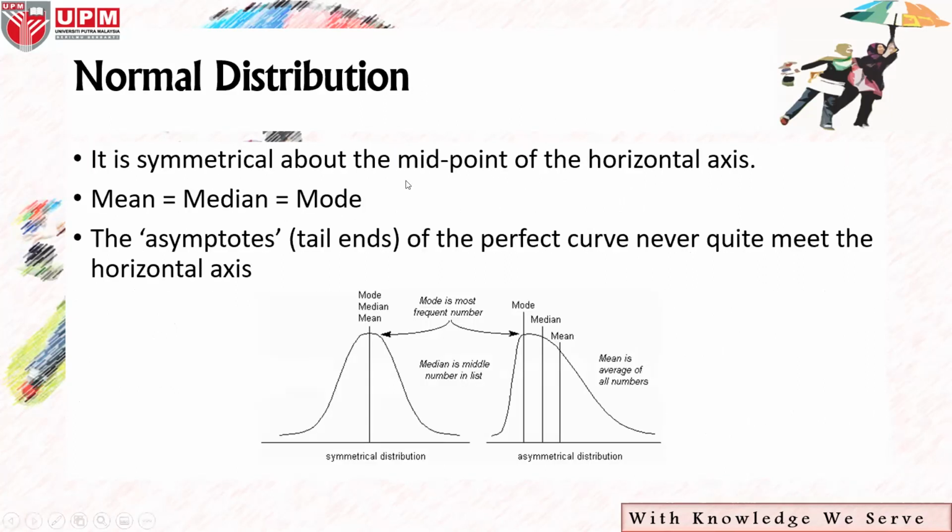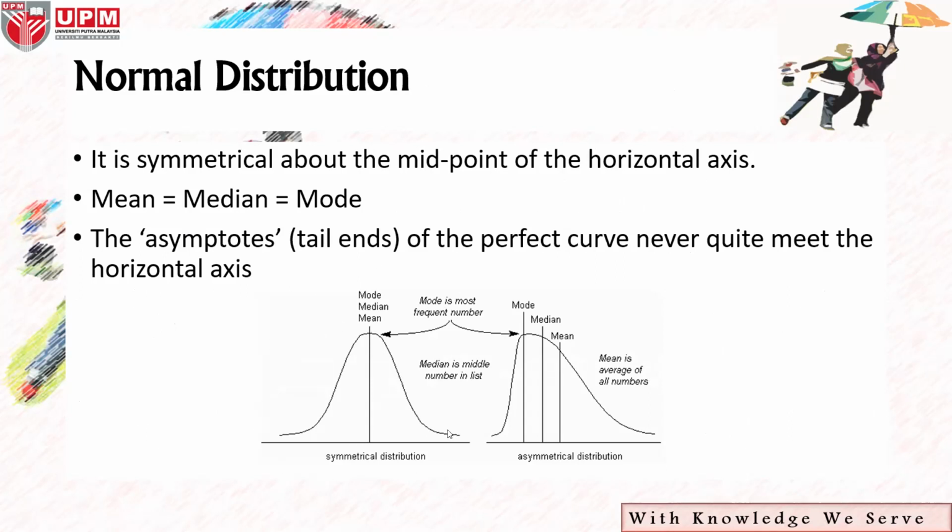So this is the normal distribution. Normal distribution here refers to the symmetrical, the data are symmetrical about the midpoint of the horizontal axis. Symmetry, it's like when we look at ourselves in the mirror. Okay, and then how to check whether our data are normal or not.